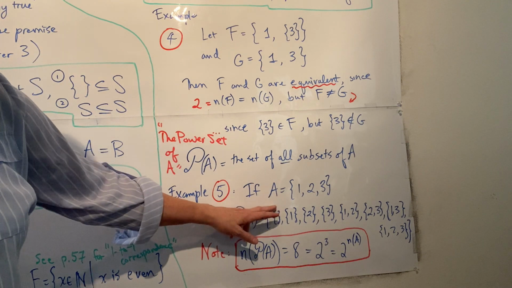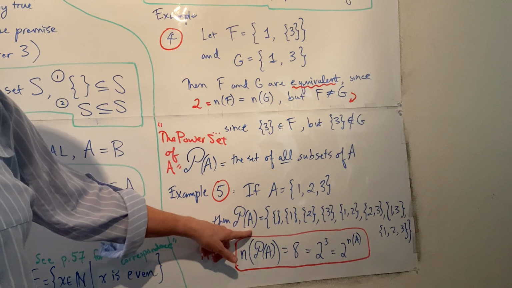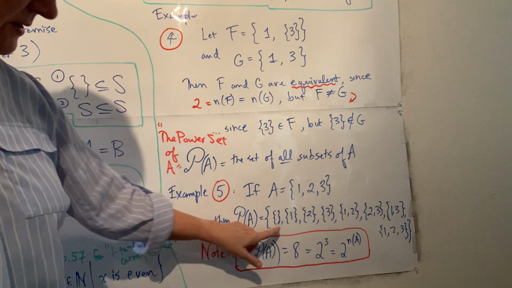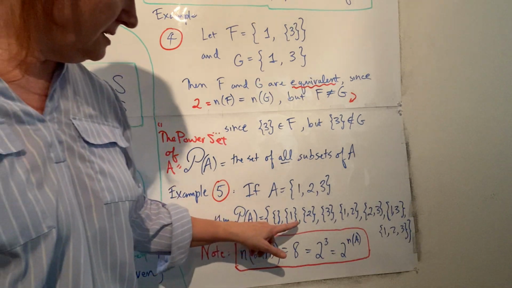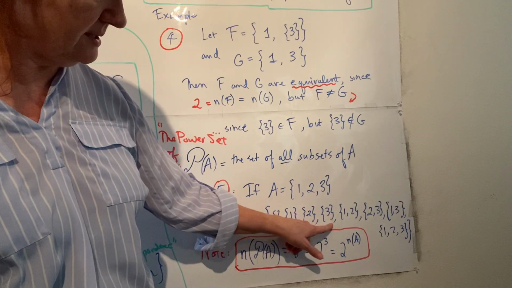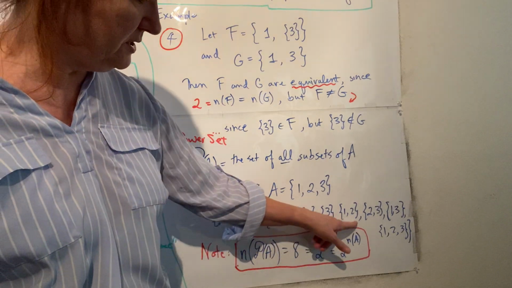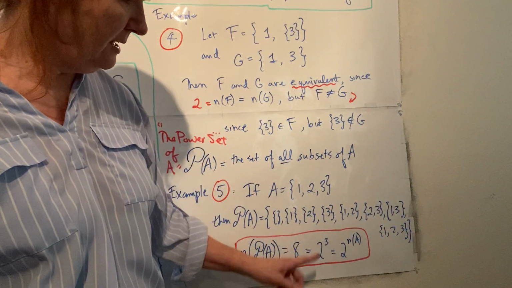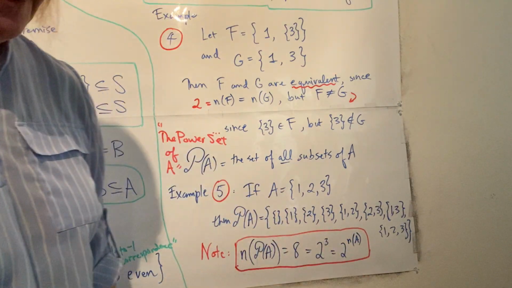So for example, if A is the set containing 1, 2, 3, then the power set of A is the set of all subsets of A. So for example, the empty set, which is a subset of every set, the singleton set containing 1, the singleton set containing 2, the singleton set containing 3, the sets of all pairs, {1, 2}, {2, 3}, and {1, 3}, and then finally the whole set A itself. Every set is a subset of itself.